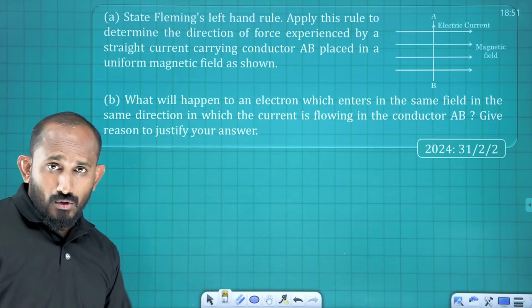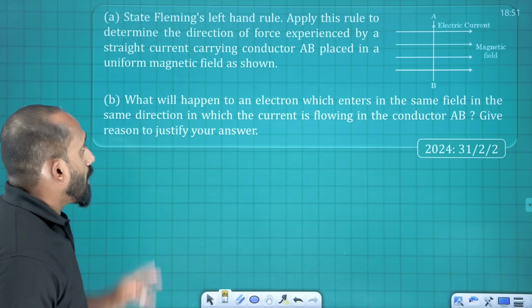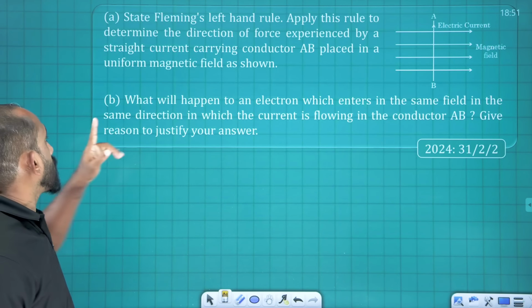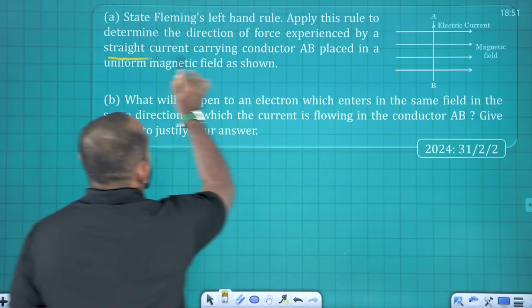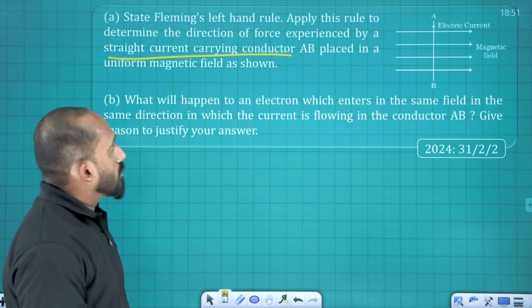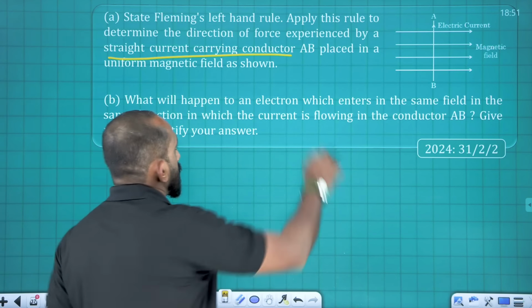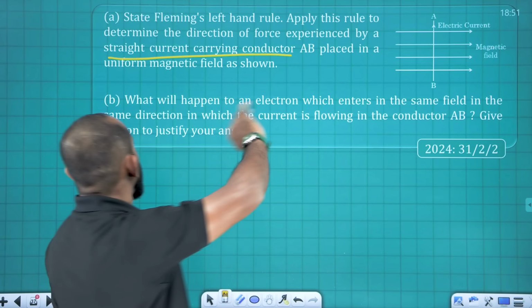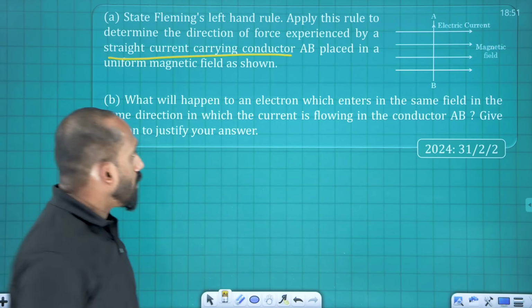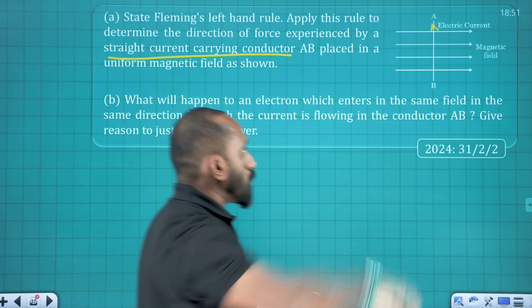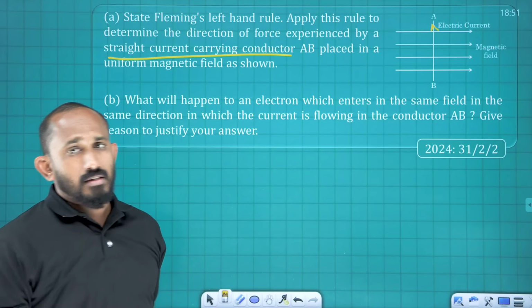State Fleming's left hand rule. The statement is asked again. Apply this rule to determine the direction of force experienced by a straight conductor carrying current AB placed in a uniform magnetic field as shown. Here AB is kept like this, and the current is passing upward. The magnetic field is in that direction.